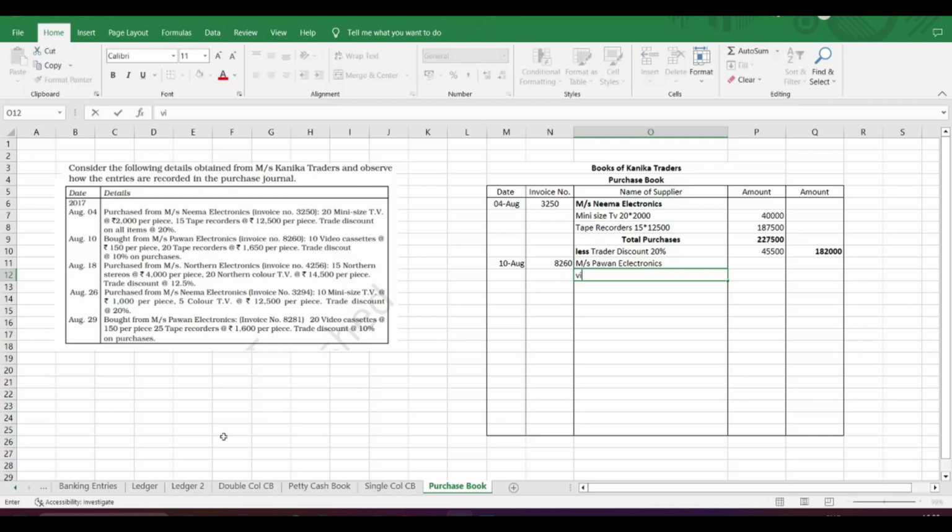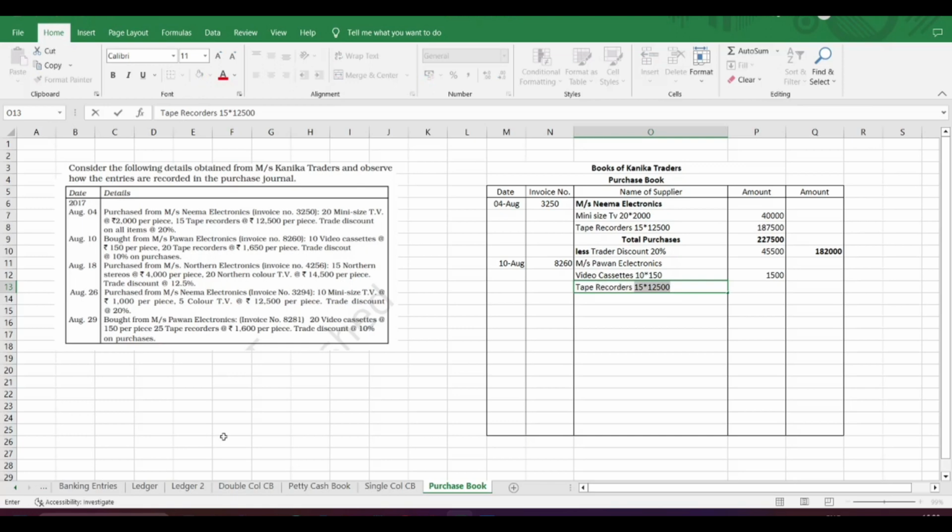Here video cassettes. How many? 10 video cassettes at 150 per piece. So this is equal to 10 into 150, 1,500.